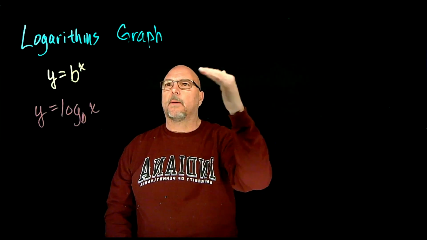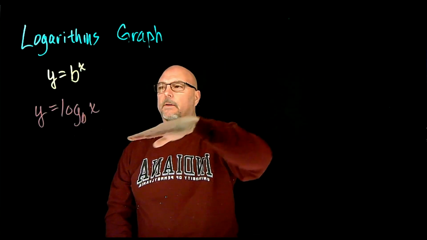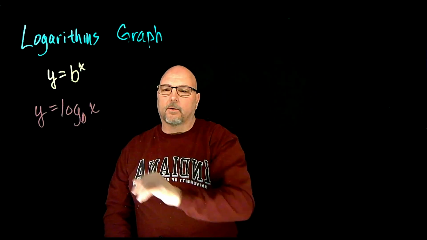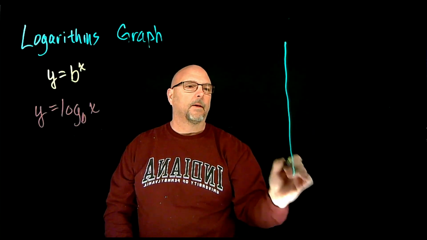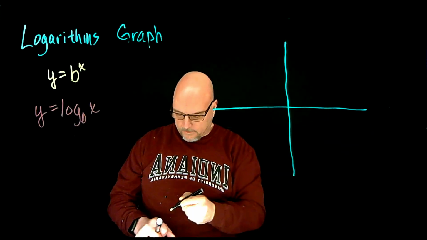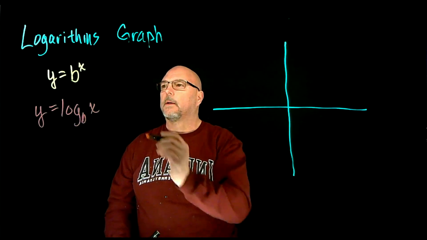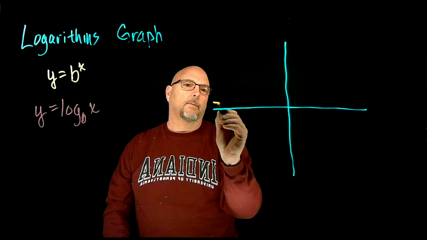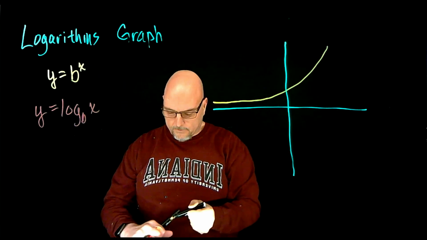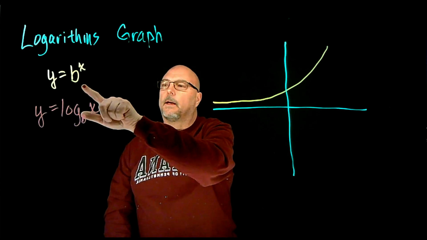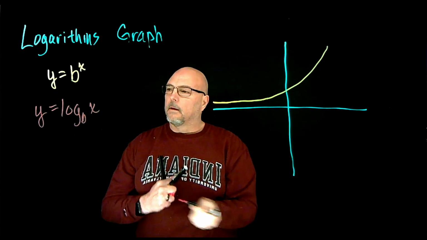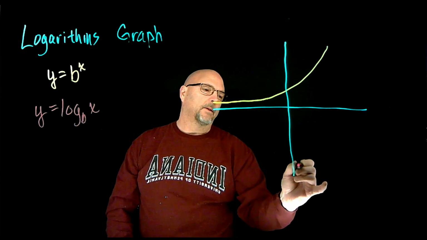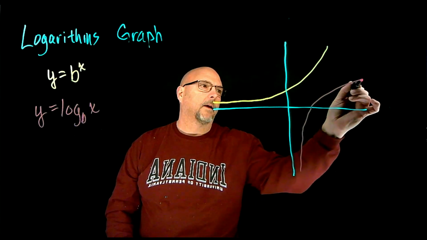So one thing you have to remember to do a logarithmic graph is remember what an exponential graph looks like. So let's look at just a quick graph here. And I've color coded these, so I'll do the base exponential first, right? The parent function for the exponential graph looks like this. The logarithmic graph is going to look like this.